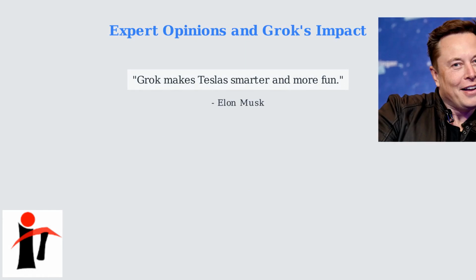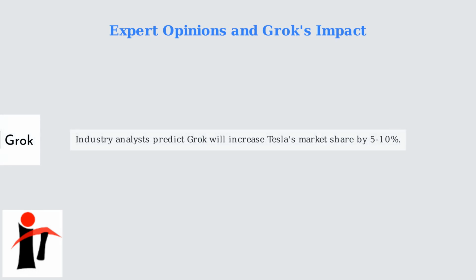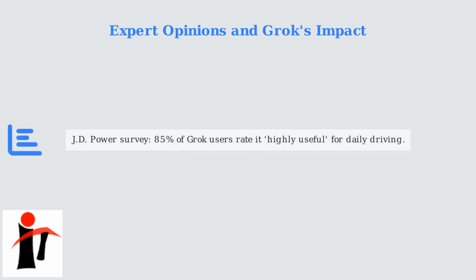Elon Musk emphasizes that Grok makes Teslas smarter and more fun, positioning it as a key innovation in vehicle AI. Industry analysts from firms like McKinsey predict that Grok will increase Tesla's market share by 5 to 10% by reducing customer churn. A JD Power survey found that 85% of Grok users rate it highly useful for daily driving, compared to 60% for traditional assistants.